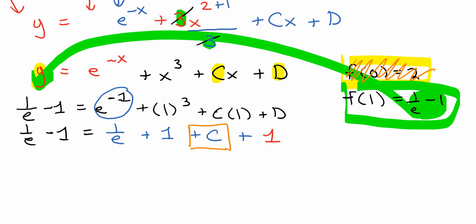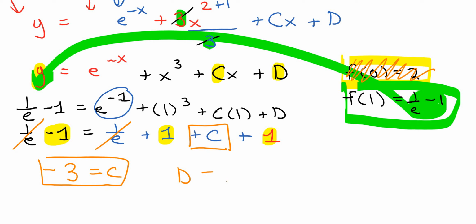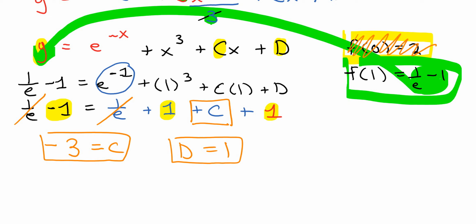All right, if I do that, I can see that the 1 over e's just cancel off. And if I look at this, this is plus 1, that's going to be 2. And if I bring 2 to the other side combined with a negative 1, that's going to give me negative 3. So negative 3 equals c. And remember, d equals 1.